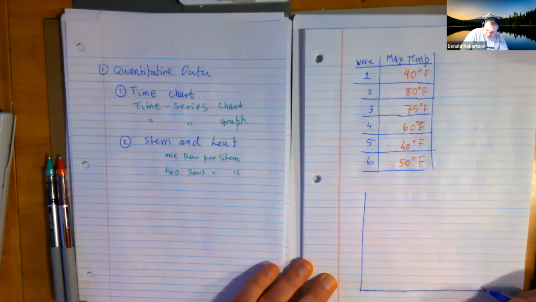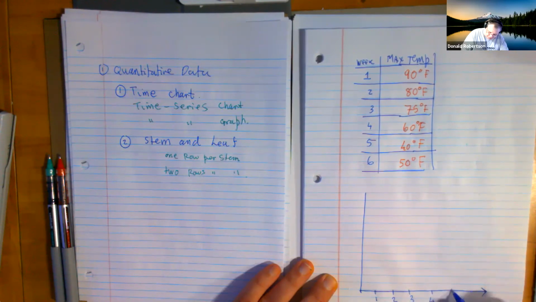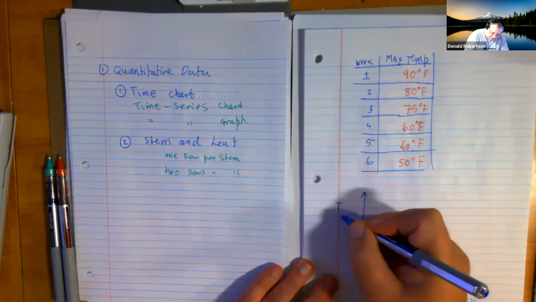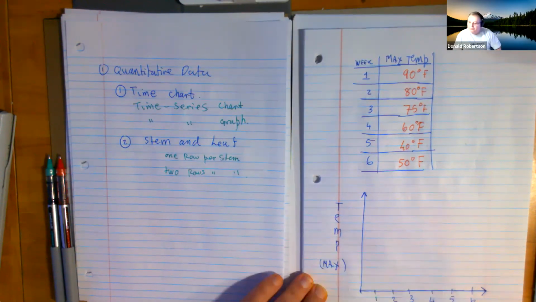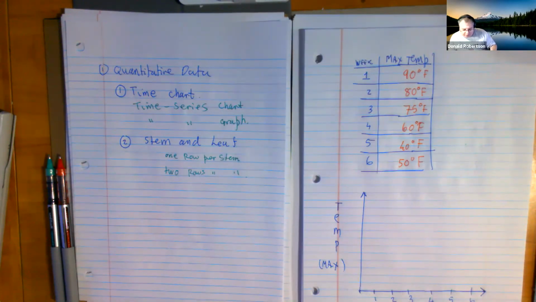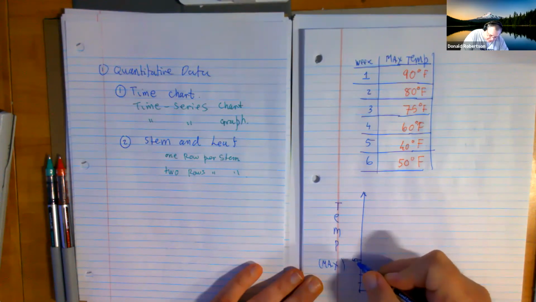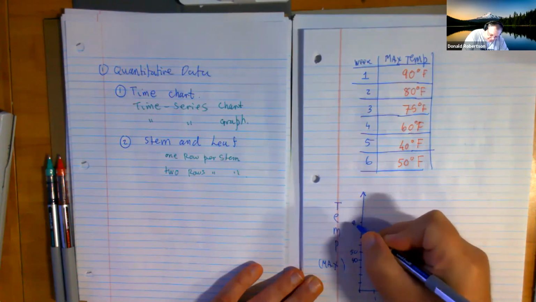Now, what one of these guys looks like goes something like this. Along the bottom, you choose a reasonable scale. And you put what that is. In this case, it's the week number. And then vertically, whatever was being measured. In this case, the maximum temperature. I need to go up from 40 to 90, right? So 10, 20, 30, 40, put in 50, 60, 70, 80, there's 90, I'll put in 100.